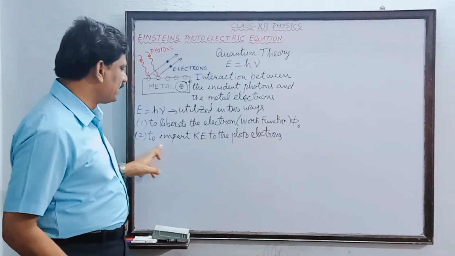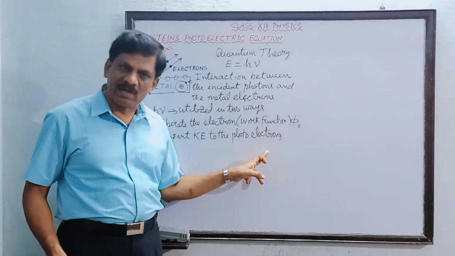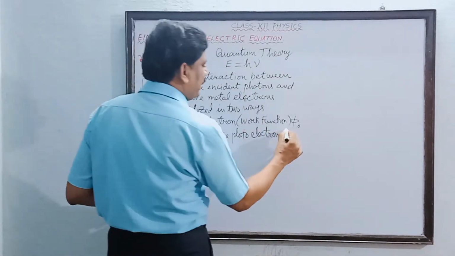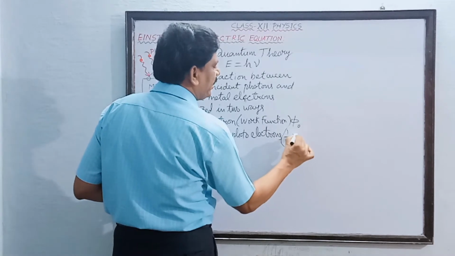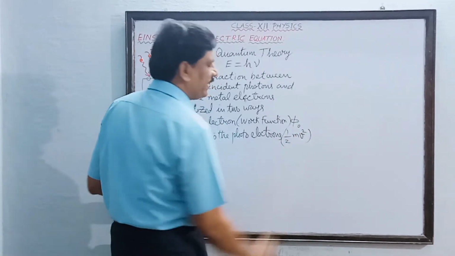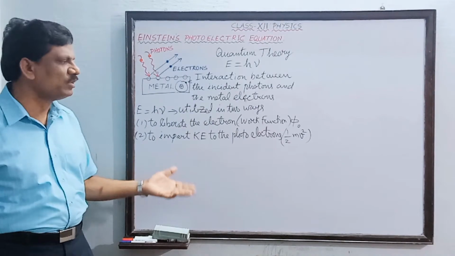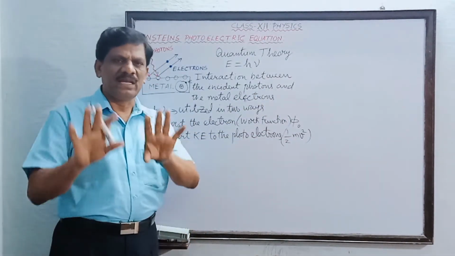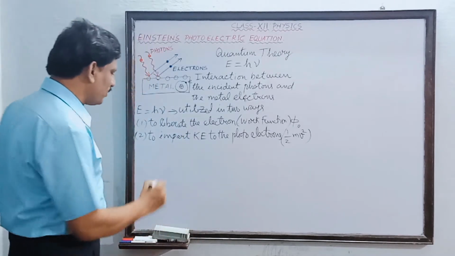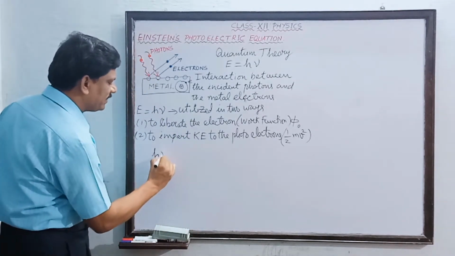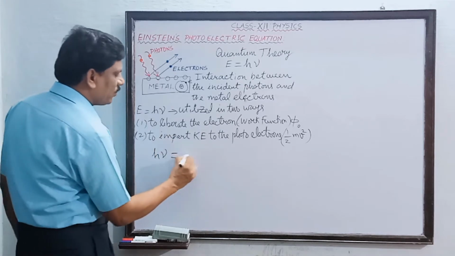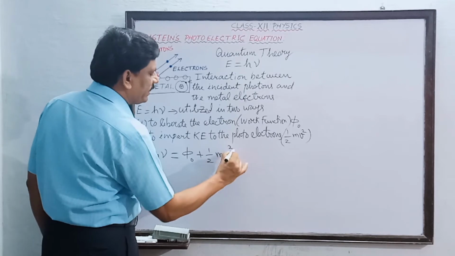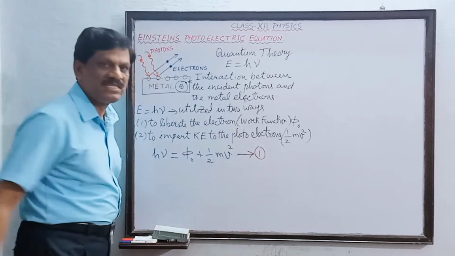Now the remaining energy is used for what purpose? To impart kinetic energy to the photoelectrons. If m is the mass of the electron and v is its velocity, then half m v square is the kinetic energy. So by the law of conservation of energy, I can write the incident energy h nu is equal to phi naught plus half m v square. So this is the first equation. Have you all understood?